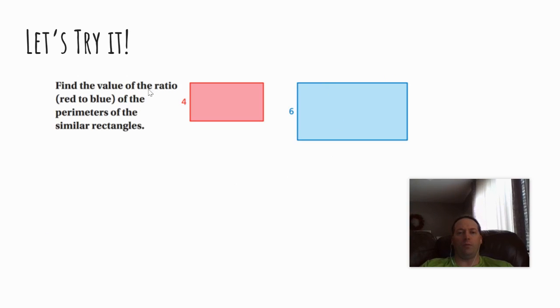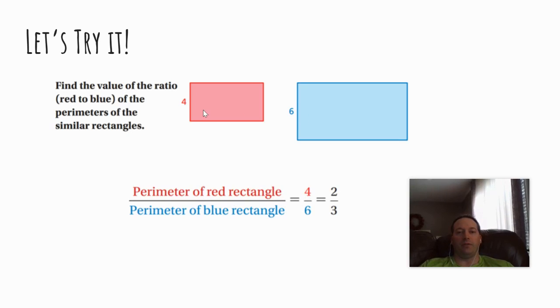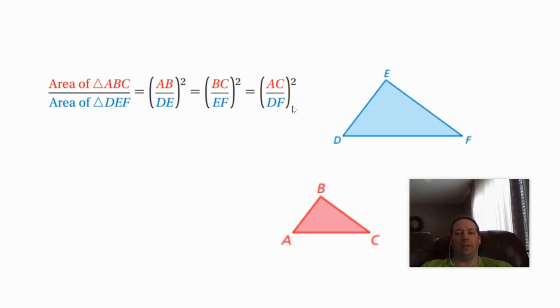So if we were to come up here, what would the ratio of this perimeter be to this perimeter? Again, it's just a scale factor. In this case, it says go from red to blue, which means red's on top, blue's on the bottom. So the perimeter of the red rectangle to the blue rectangle is going to be a ratio of 4 to 6, or 2/3. It's pretty simple. What would the area be?